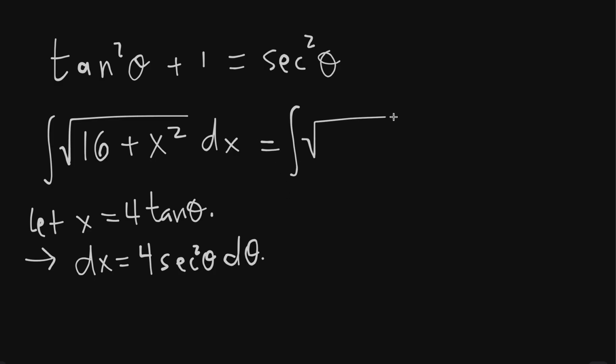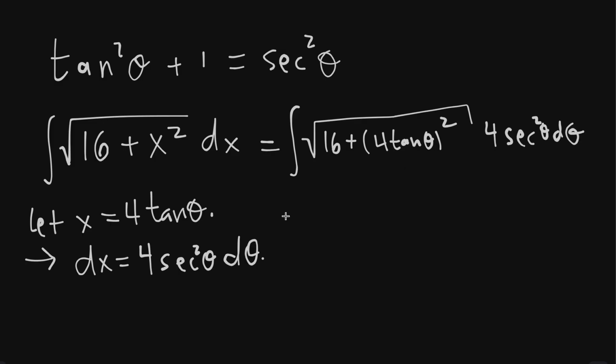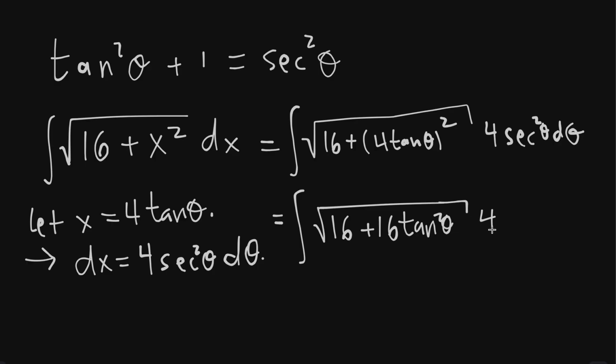We get the square root of 16 plus 4 tan theta squared, multiplied by 4 secant squared theta d theta. Okay, so if we square that 4 tan theta, we will get 16 plus 16 tan squared theta. And then outside we still have the 4 secant squared.